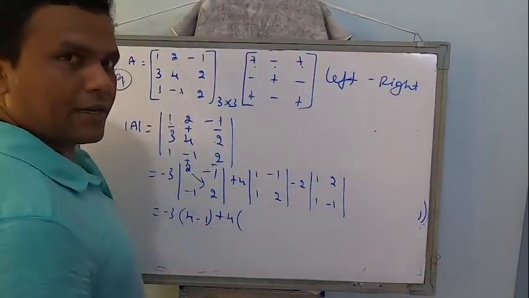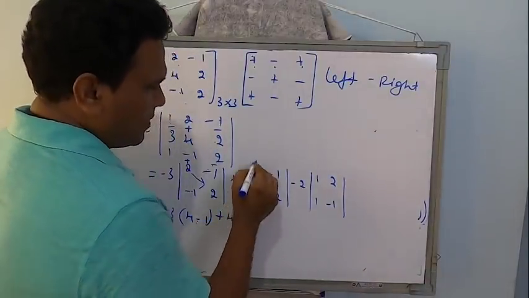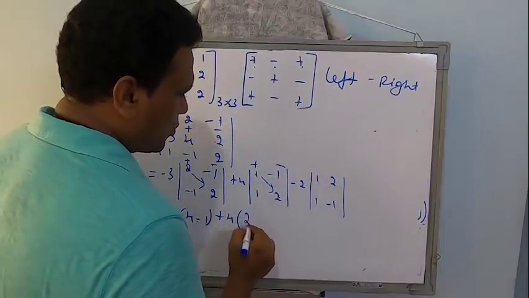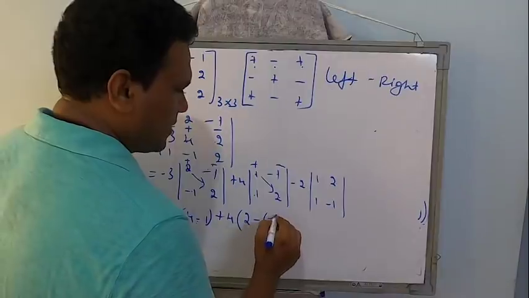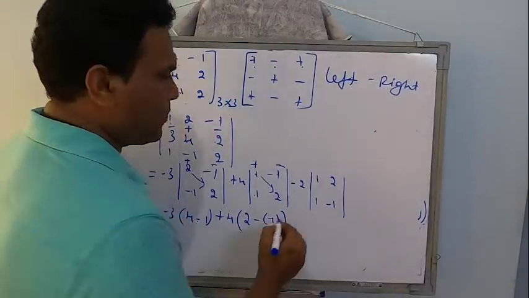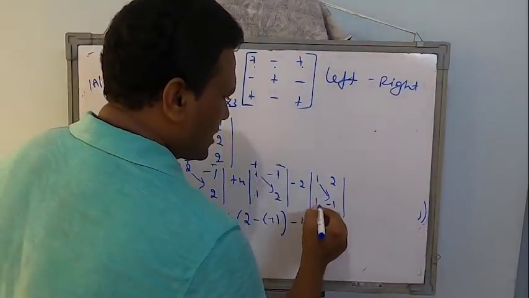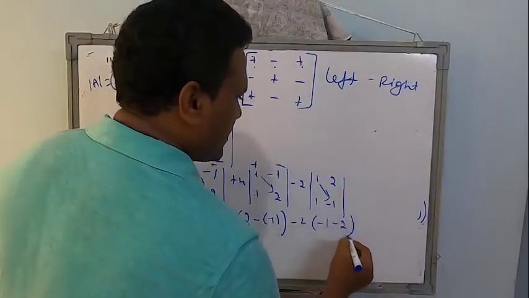Plus 4, open the bracket. Left diagonal 1 multiplied by 2, 2. So this minus sign as it is. Minus 1 multiplied by minus 1, minus 1. Clear? The last minus 2. So expand these two. Minus 1, minus 2.